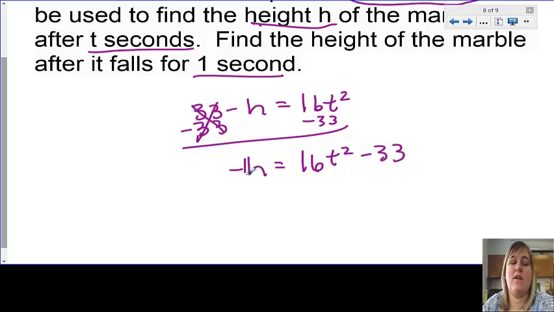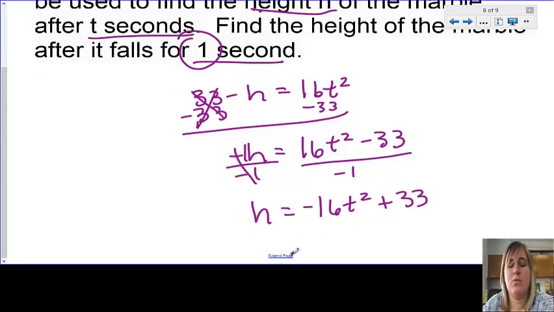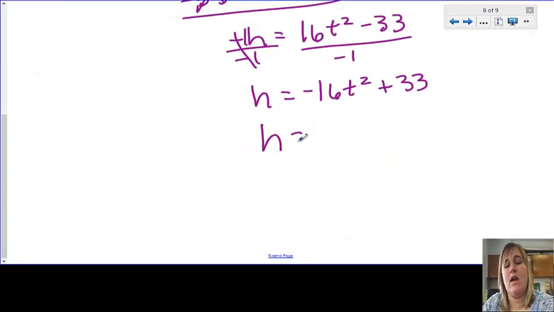To get h by itself, I know there's a negative 1 in front of it, so I'm going to divide by negative 1 on both sides. So I have h is equal to 16 divided by negative 1, which is negative 16t squared. Negative 33 divided by negative 1 is positive 33. So after 1 second, t is seconds, I'm going to plug in 1 for t. h equals negative 16, instead of t, I'm going to put 1, square it, plus 33. I want you to find that final answer on your own.